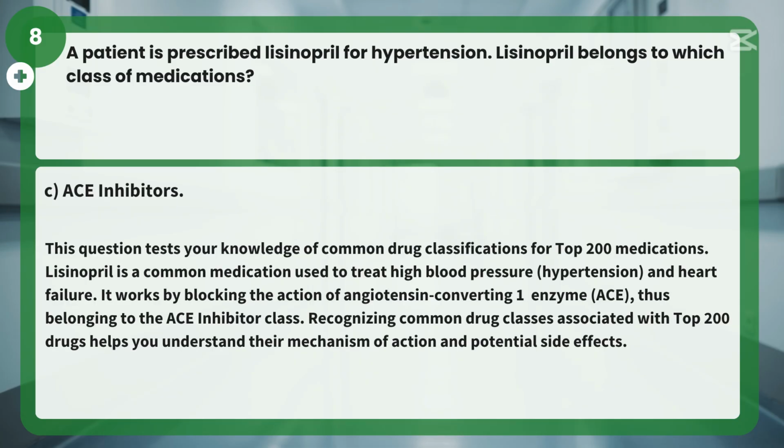Answer: C. ACE inhibitors. This question tests your knowledge of common drug classifications for top 200 medications. Lisinopril is a common medication used to treat high blood pressure, hypertension, and heart failure. It works by blocking the action of angiotensin-converting enzyme, ACE, thus belonging to the ACE inhibitor class. Recognizing common drug classes associated with top 200 drugs helps you understand their mechanism of action and potential side effects.